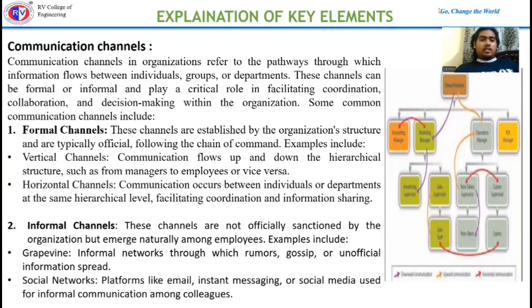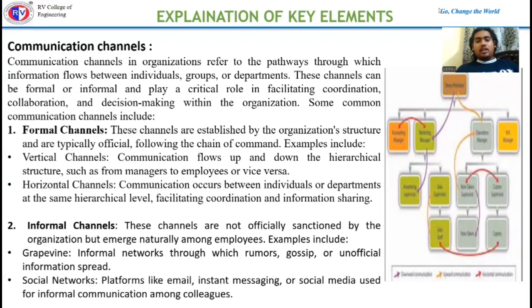So the communication channels. As my friend told, it refers to the pathway through which information flows between individuals, groups, or departments. These channels can be formal or informal and play a crucial role in facilitating coordination, collaboration, and decision making within an organization. These channels include formal channel and informal channel. The formal channels are established by the organization structure, and they typically follow the chain of command. Those channels are again divided into vertical channel and horizontal channel.